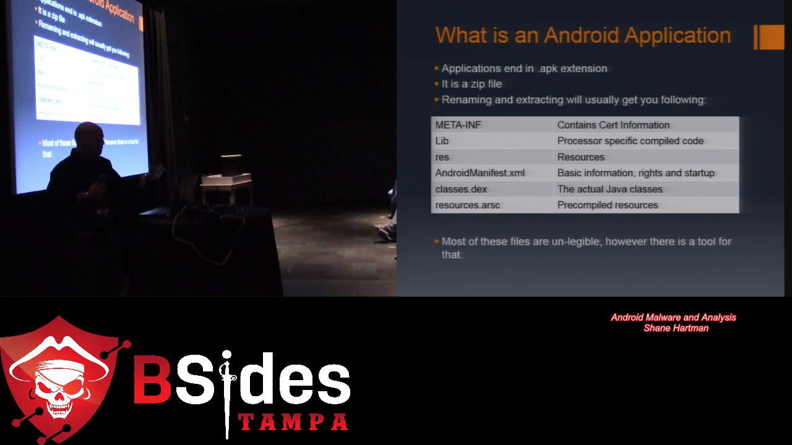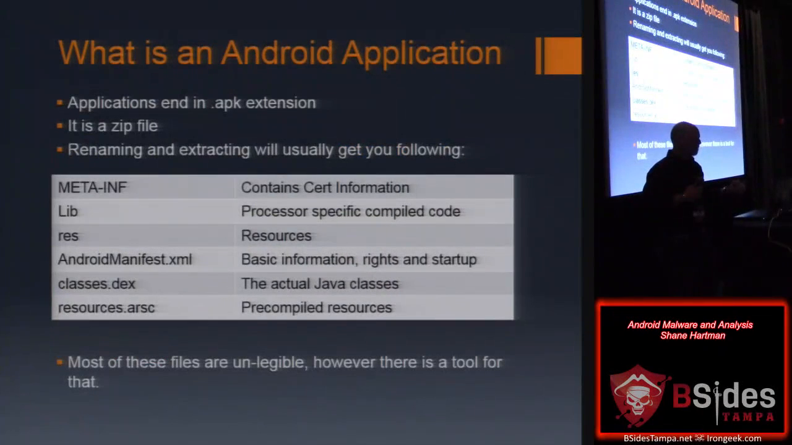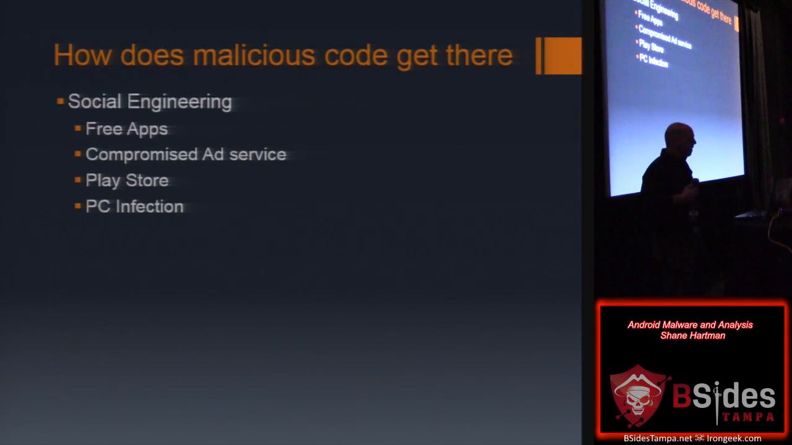So now that you know a little bit about Android applications, how they're built and how they're put together, how do they get on your phones? Here's a couple different ways. Social engineering, which is what I was just talking about. You're looking for an app that you don't want to pay for, and you're willing to actually compromise your device in order to get it.